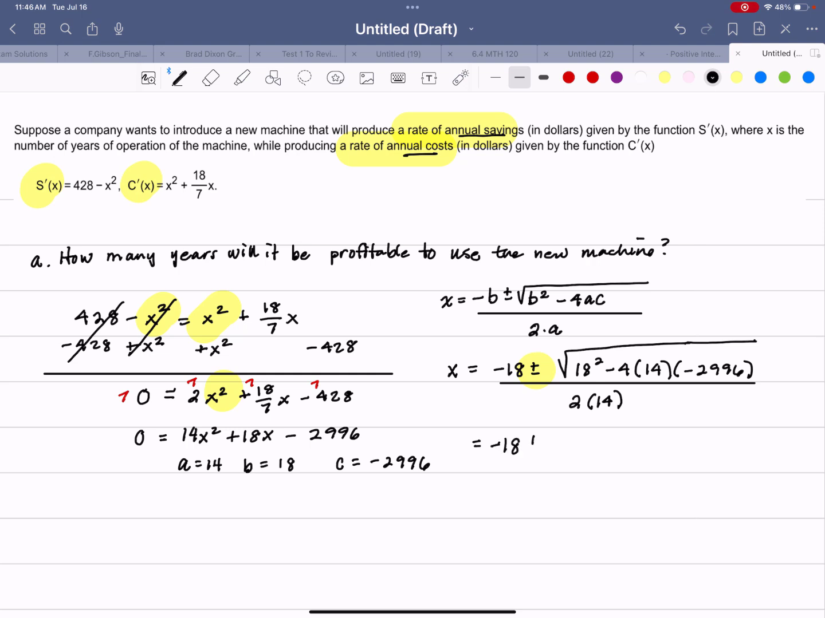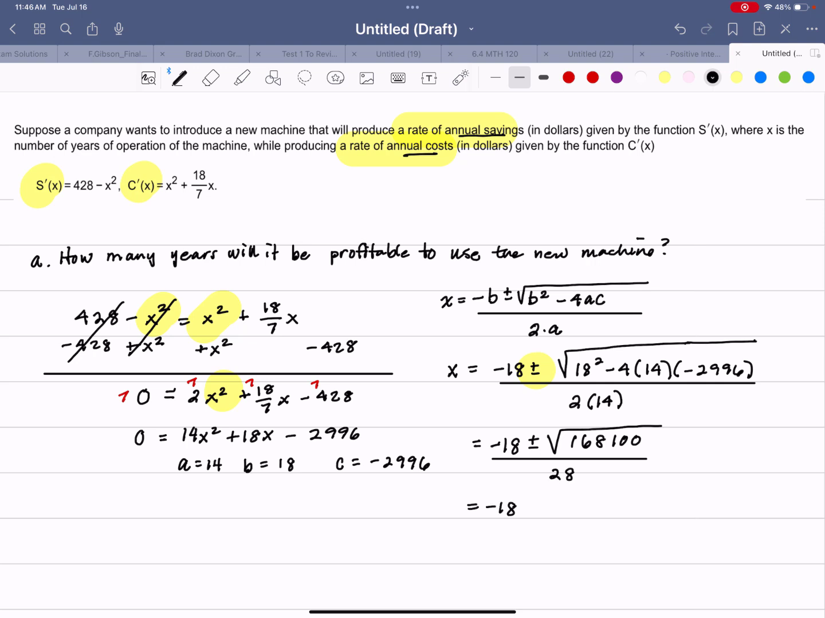Negative 18 plus or minus the square root, and I'm going to go ahead and find that number inside the radical. I'm just going to type it in just like that. I'm going to go 18 and hit the square key, minus 4 parentheses 14 close parentheses, parentheses negative 2996 close parentheses, and that gives me 168,100. Since I'm using my calculator, I don't even bother to do the order of operations. The calculator knows it. And all of that's over 28.